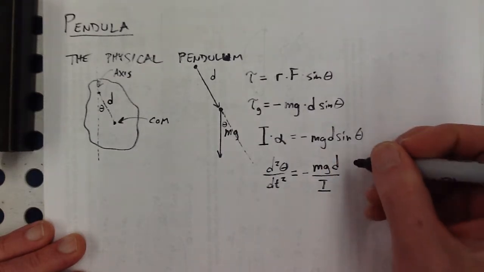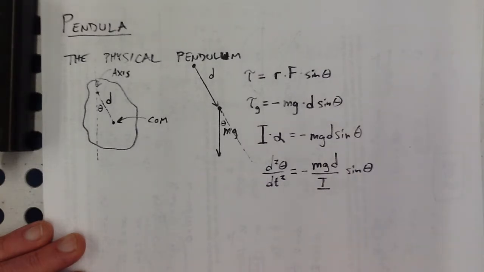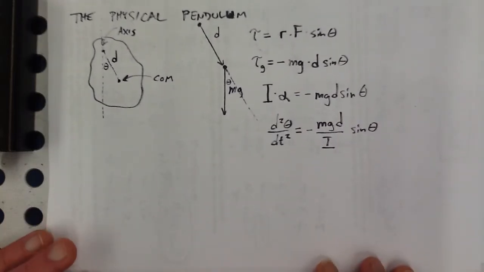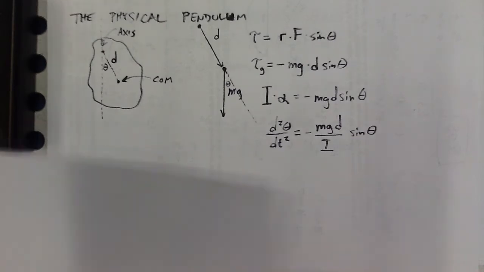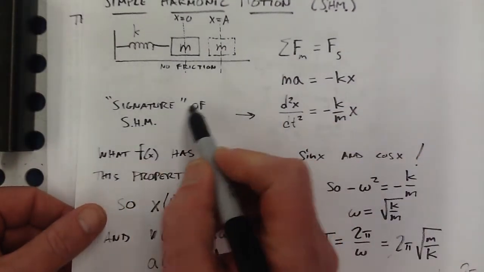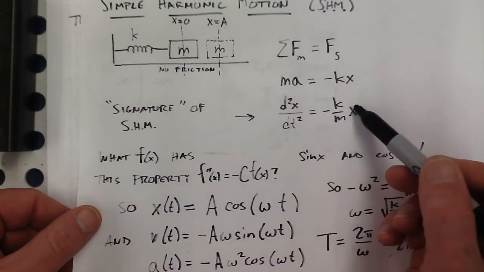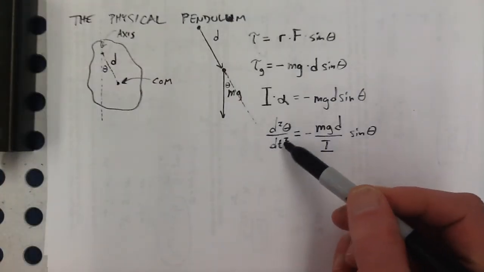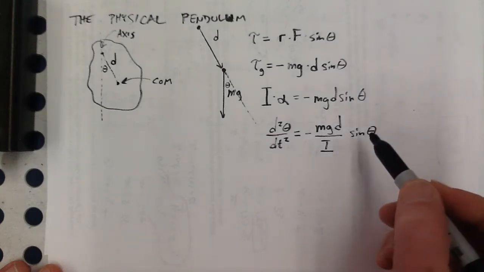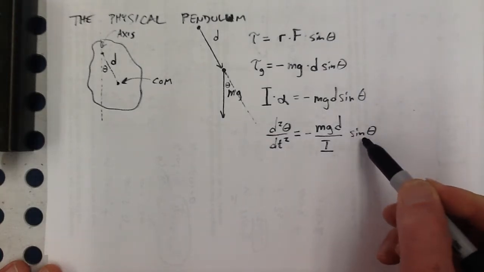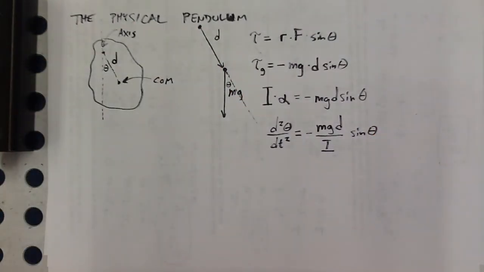I'll have that like so for now. And maybe at this point, if we're paying attention to things, see that here the signature of simple harmonic motion is second derivative of position equals negative constant times position. Second derivative of angular position equals negative a constant times, oh, so close. If this was just angular position, if that was just theta, then we would have it. Then we would have, oh, that's simple harmonic motion.